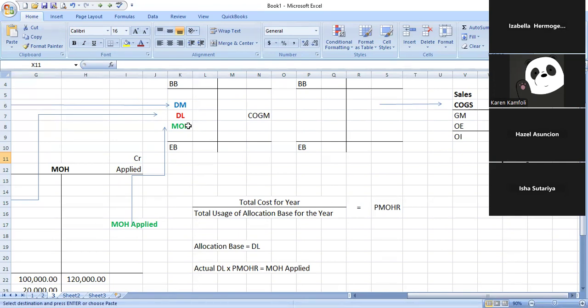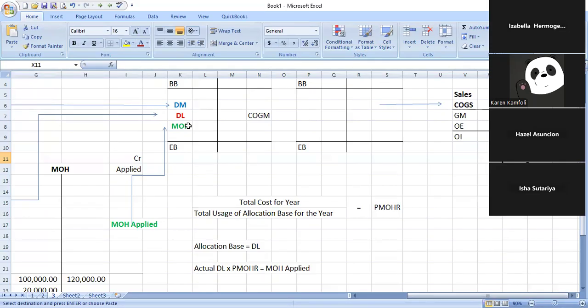They're not gonna buy for you because it's too expensive? Exactly. So is it good for you to over apply manufacturing overhead? No. So that means if you under apply, it will be better, right? So let's think about if you under apply.